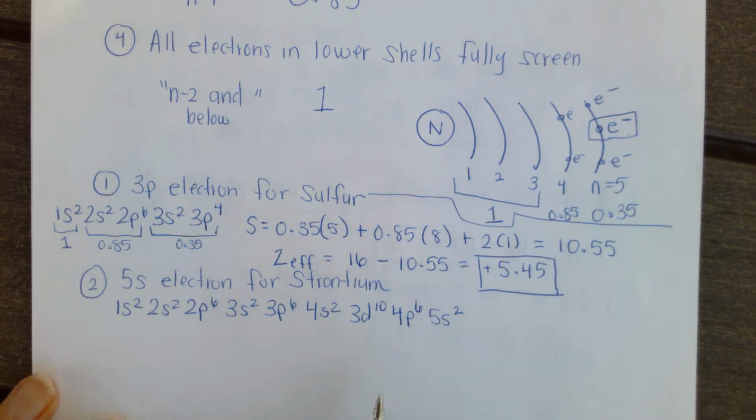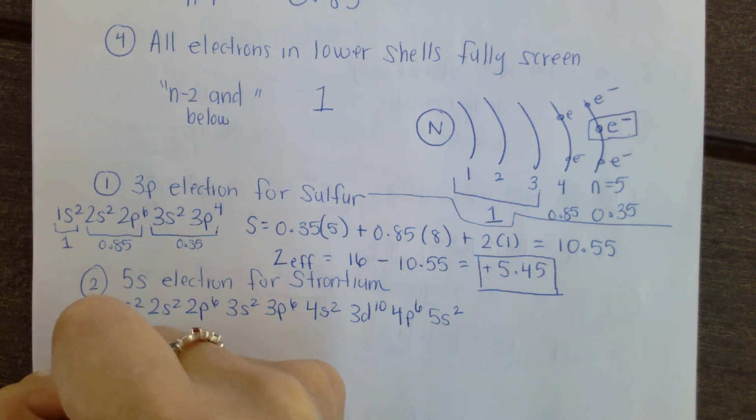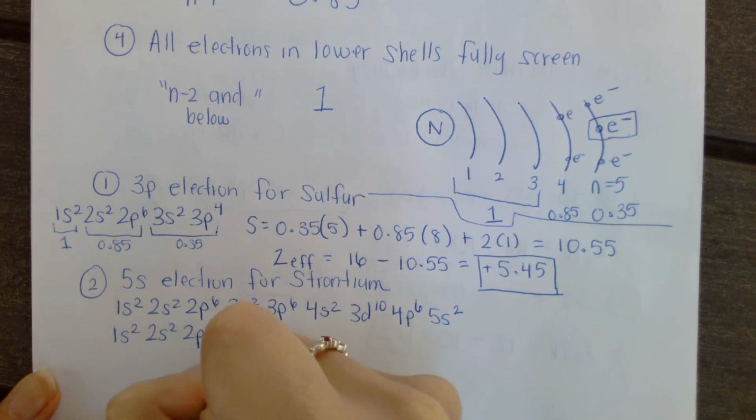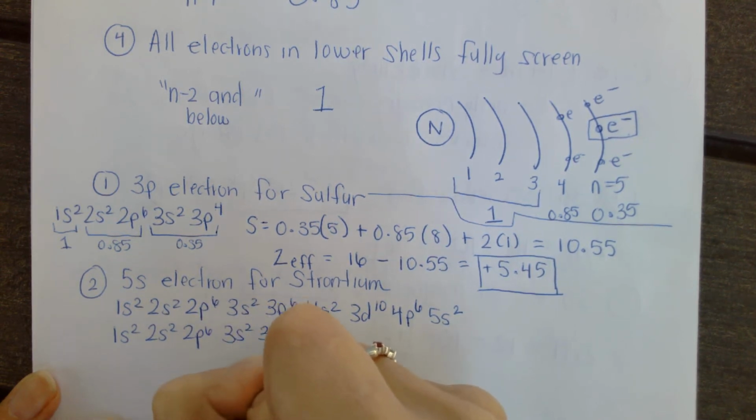Okay, so when we do this, I want to reorder these because, if you've noticed, we're doing this 100% by n value, and I have my n's out of order right now. So these are a little bit out of order right here. I'm going to reorder this: 1s2, 2s2, 2p6, 3s2, 3p6.